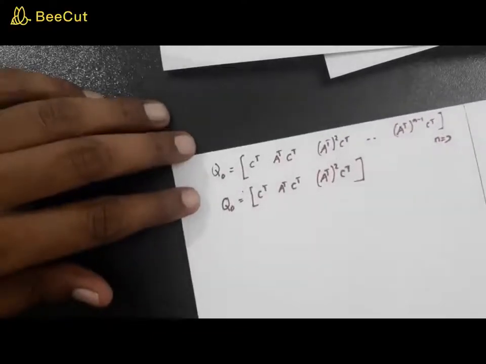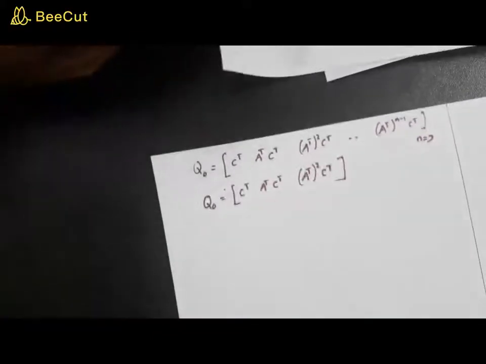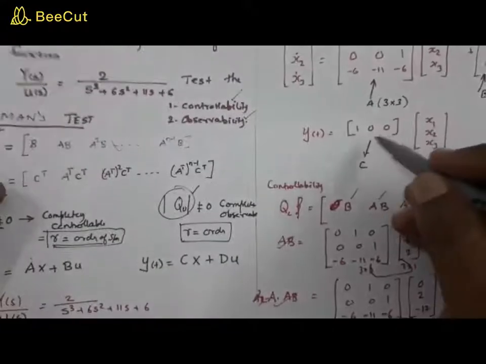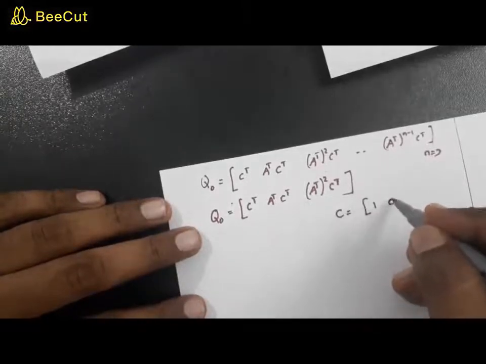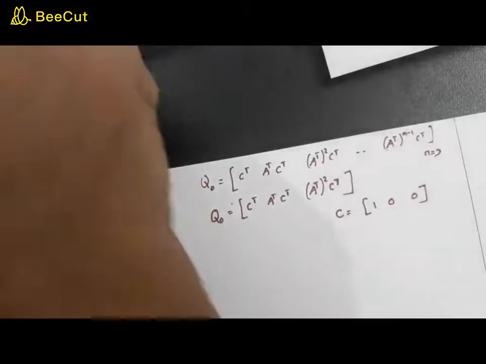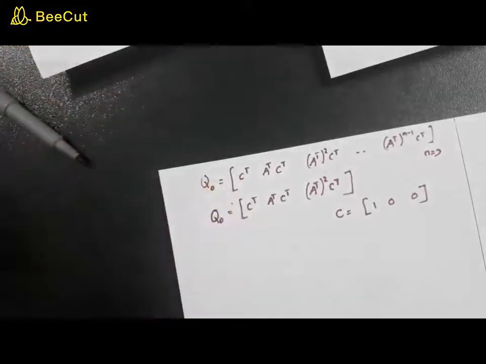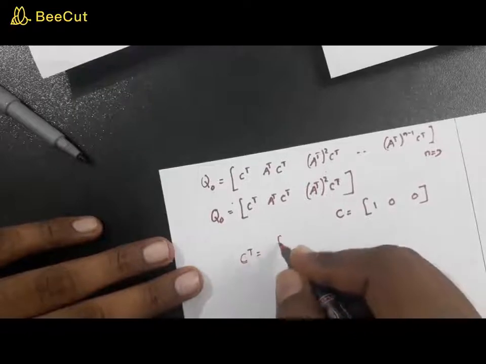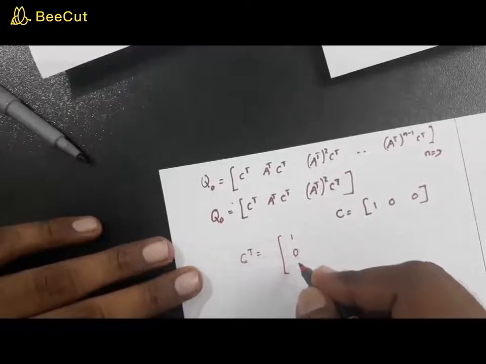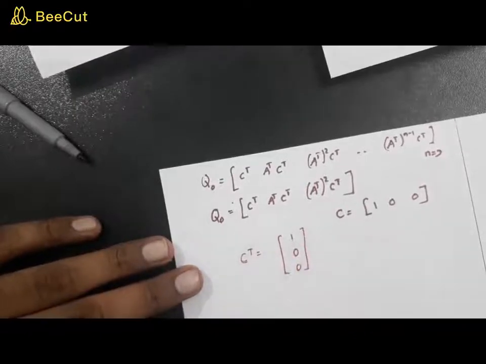So this is the matrix that is expected. Now we have seen that your y of t is C x, so C is a row matrix. Your C is actually equal to 1, 0, 0. So what must be your C transpose? Your C transpose is going to be a column matrix 1, 0, 0, right?